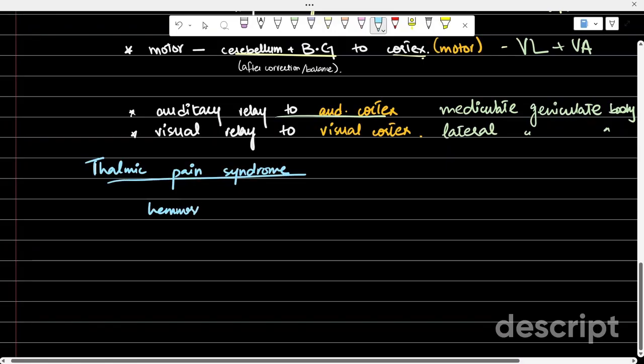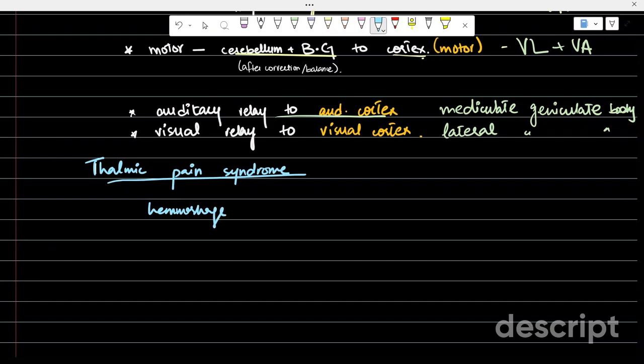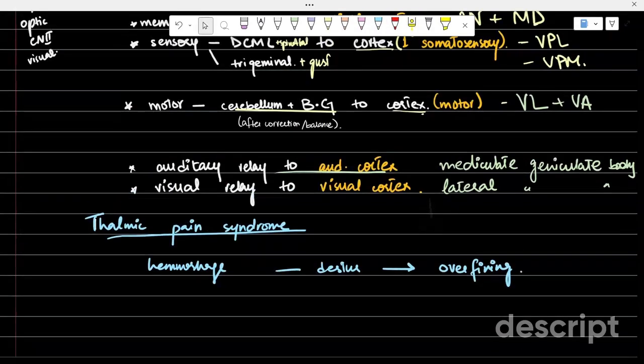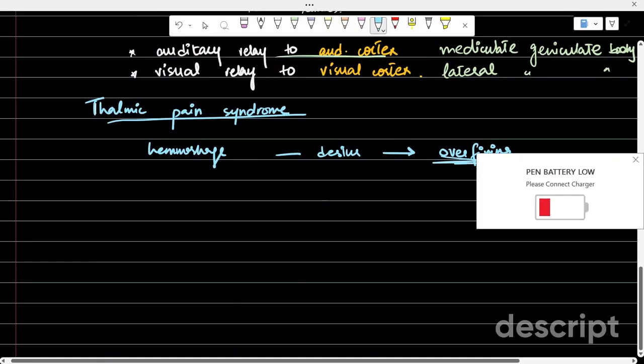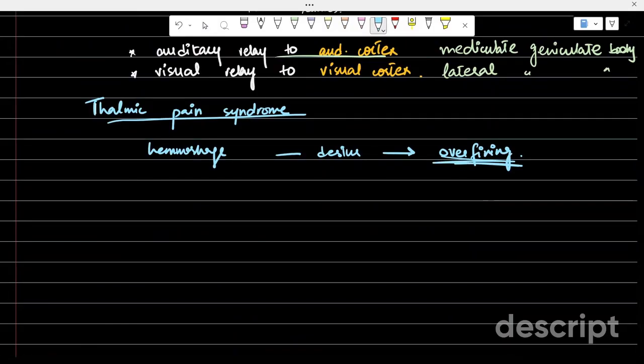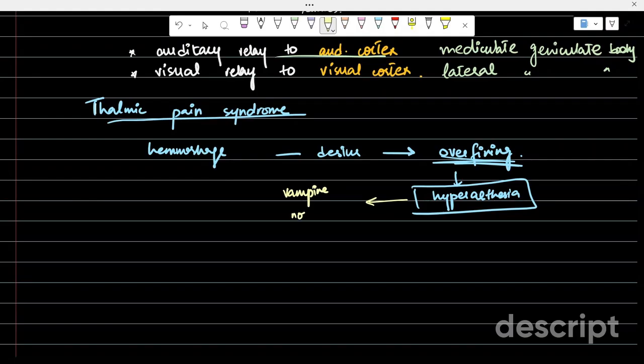Whenever there is hemorrhage of thalamus, there is pooling of blood and destruction of the nerve fibers, which causes overfiring. As we see that thalamus is involved in sensory relay, due to overfiring of the surviving thalamic neurons after the destruction, hyperesthesia occurs in our body. Hyperesthesia means that all the senses are heightened. So, hyperesthesia means that the person feels a lot even on a normal stimulus. And this happens in thalamic pain syndrome or due to thalamic hemorrhage.